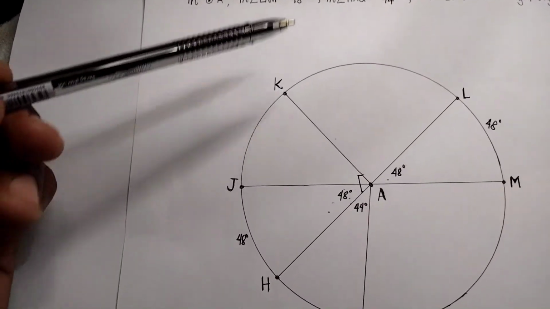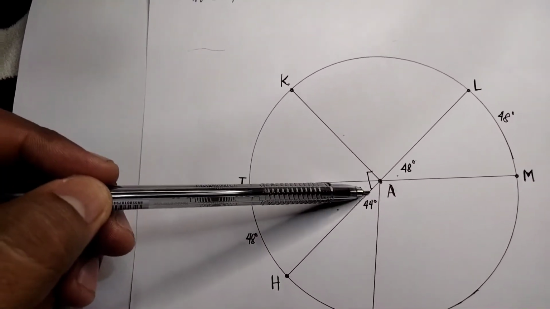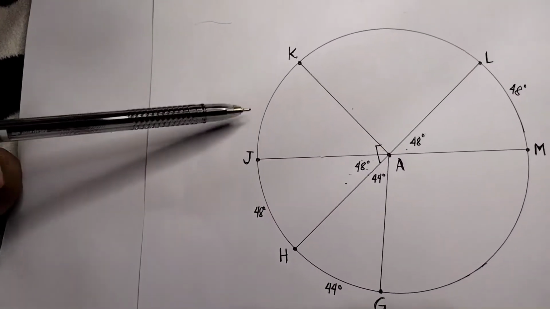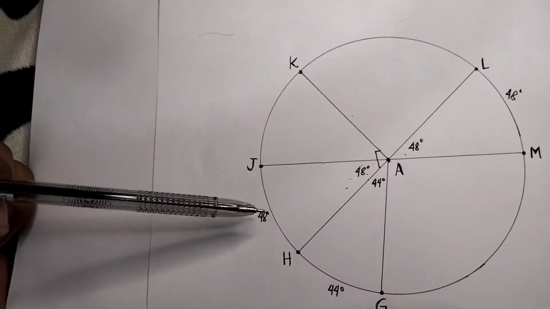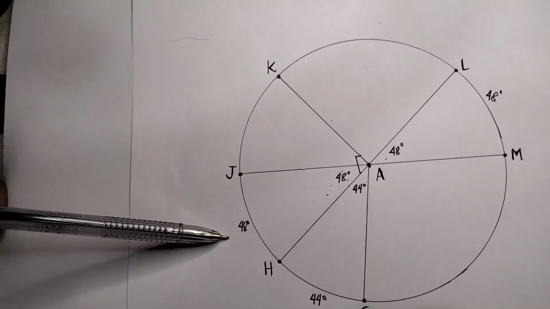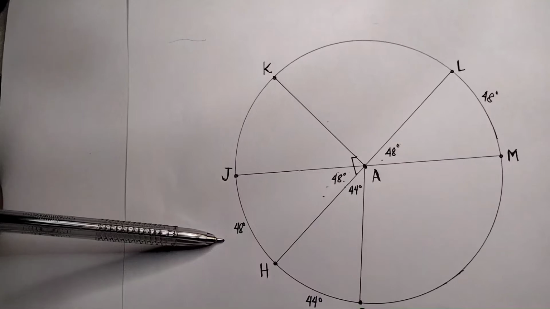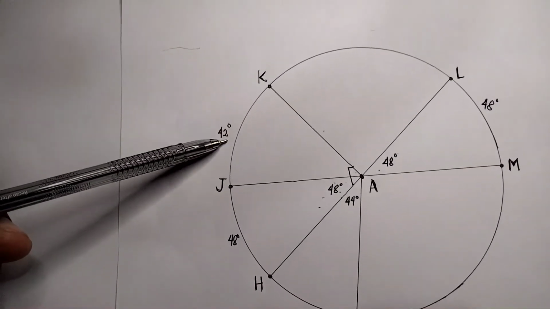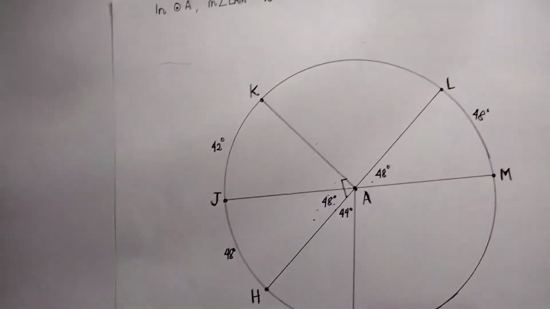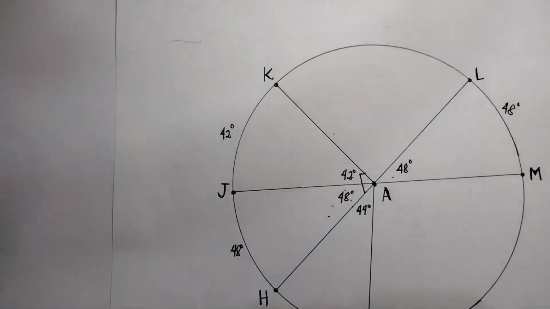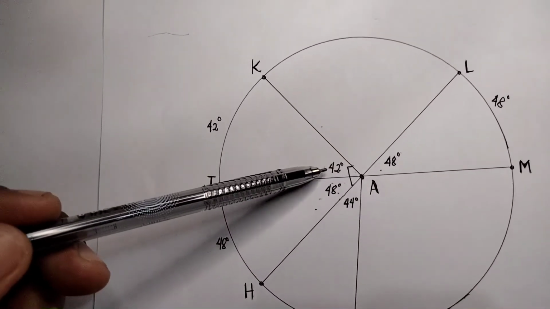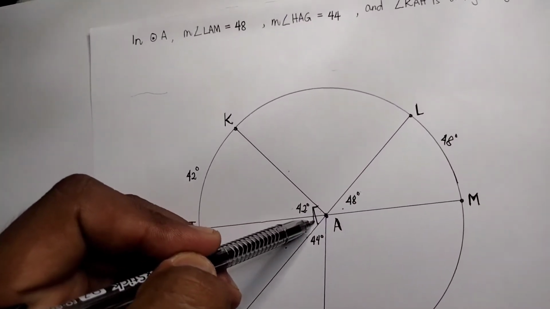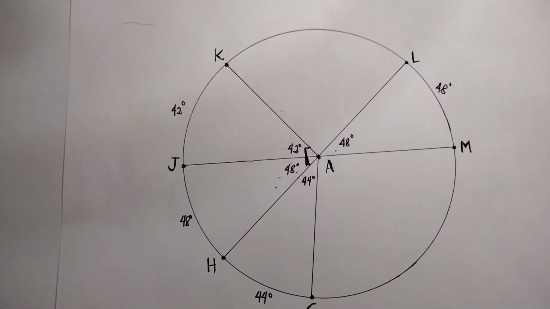Now, in our given, angle KAH is a right angle, its measure is 90, and we already have 48 here. So what is the measure of this? We subtract 48 from 90. 90 minus 48 is 42 degrees. If this is 42, this angle is also 42. That's why 42 degrees plus 48 degrees is equal to 90, so this is a right angle.